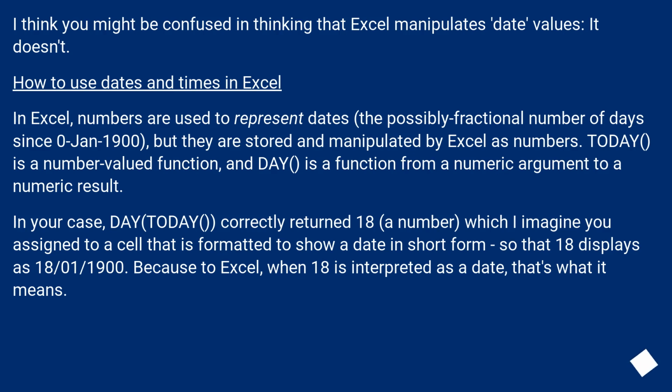How to use dates and times in Excel. In Excel, numbers are used to represent dates, the possibly fractional number of days since 0 Jan 1900, but they are stored and manipulated by Excel as numbers. TODAY is a number valued function, and DAY is a function from a numeric argument to a numeric result. In your case, DAY(TODAY()) correctly returned 18, a number, which I imagine you assign to a cell that is formatted to show a date in short form, so that 18 displays as January 18, 1900. Because to Excel, when 18 is interpreted as a date, that's what it means.